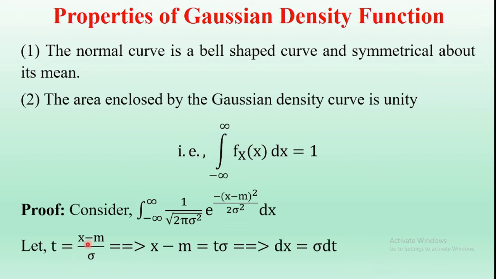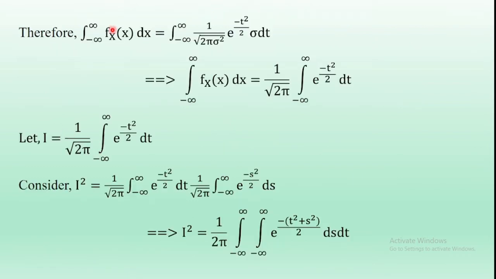Substitute x equal to minus infinity, then t is equal to minus infinity. If x is equal to plus infinity, then t is equal to plus infinity. So the values of t are also minus infinity to plus infinity. Applying these considerations in this equation, we get integral minus infinity to infinity f of x dx is equal to integral minus infinity to infinity 1 by square root of 2 pi sigma square e power minus t square by 2, with dx equal to sigma dt.